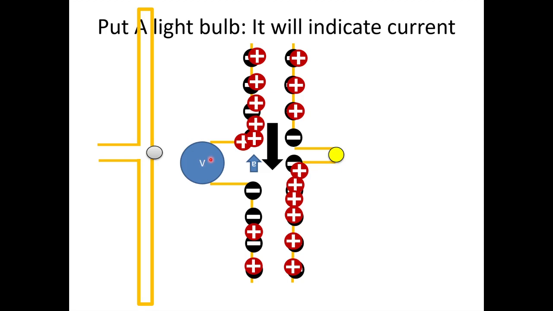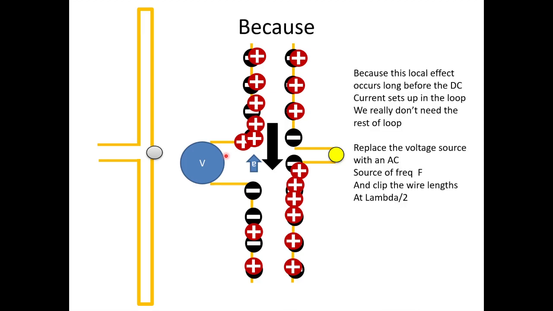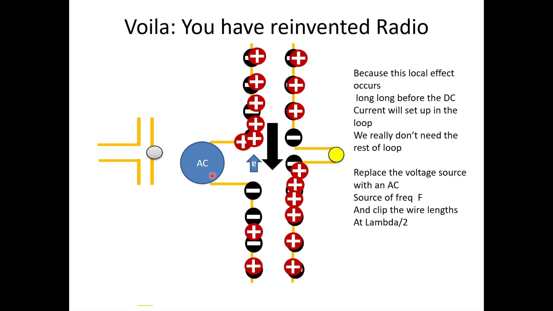And then in fact, if you cut the wires at lambda over 2 based on the frequency of this AC source, then you basically have reinvented radio. That's how a dipole works. Remember I told you in the beginning, Faraday's law does not work for a dipole antenna. It most certainly does for new electromagnetism, and this explains how radio works.